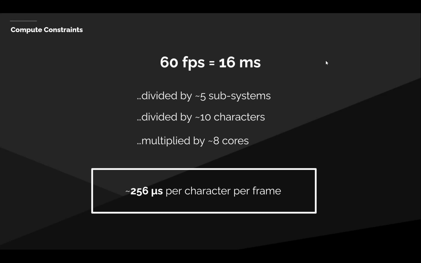And that roughly makes sense with the sort of budgets I've seen in games. So maybe it could be as low as 100 microseconds per frame per character. Maybe for a hero character, you get a millisecond or something like that. It can vary a lot, but that's the kind of rough thing you're dealing with in terms of computation constraints.